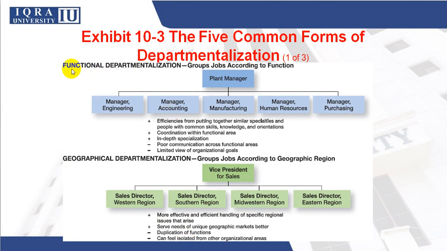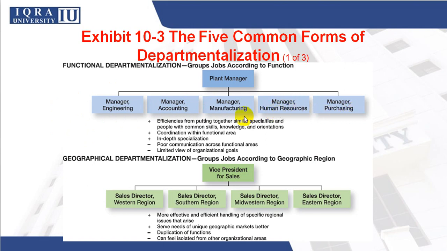So number 1 is functional departmentalization, in which we can see that it's grouping jobs according to function, and we have an example. For example, we have a plant manager. It's a plant of any company you can assume, and these are the departments. We can clearly see that the departments are made on the basis of functions, the critical functions of the organization, that is engineering, this department is of engineering, this department is of accounting, this department is of manufacturing, this department is of human resources, and this one is of purchasing.